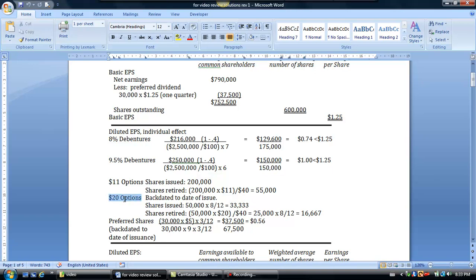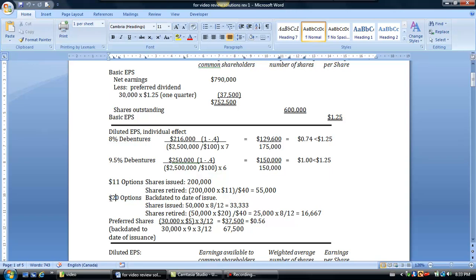Now, let's look at the other set of options. Again, because the exercise price was less than $40 a share, which is the average market price throughout the period, these options are also dilutive because they could have been converted. The investors decided not to. Maybe they wanted to wait to see if the market price got better in subsequent years. Whatever it was, we don't know, but we know they're dilutive.